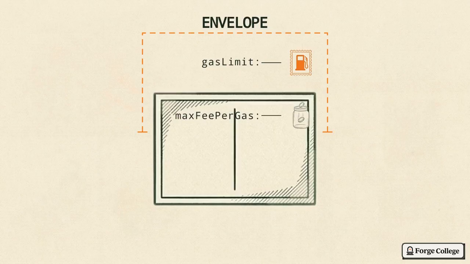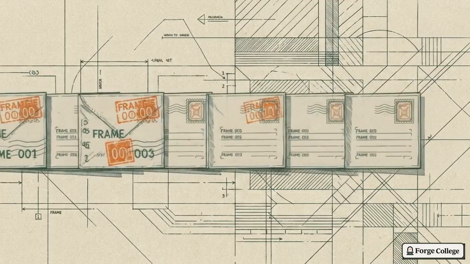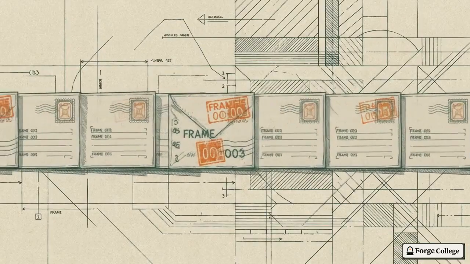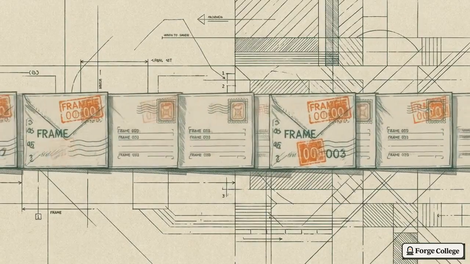You also have fee fields like maxFeePerGas, acting as a tip. Higher tips incentivize the network to deliver your postcard faster. Finally, the nonce is a sequential numbered receipt attached to your account. This numbering ensures no one can copy and resend your transaction. These envelope fields ensure the network is paid for its work while maintaining a chronological order of events.